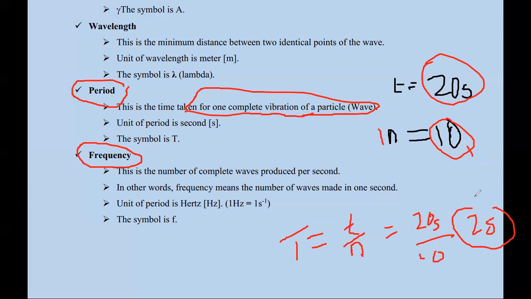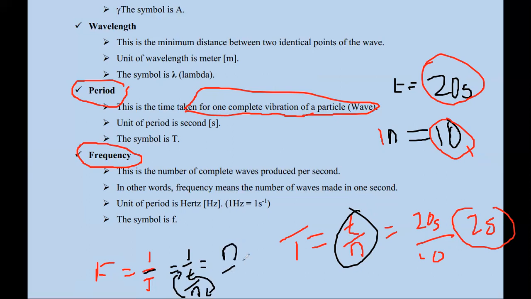And if we are to find the frequency, the number of waves that were being produced in a second, what do we do? Frequency is equal to 1 over T. Now remember, when you use the sign over, it means we are dividing. So 1 over, now what is our T? Look at our T here, which is t divided by n. It's not making any sense. So the moment you have that, just take the n on top and the t gets to the bottom. And the frequency is n over t.